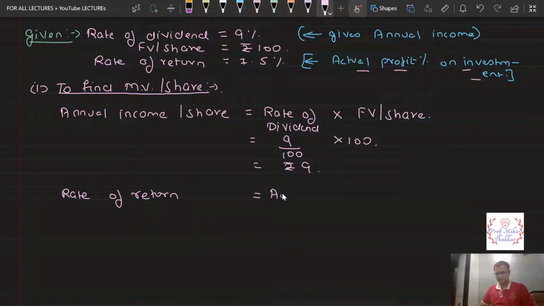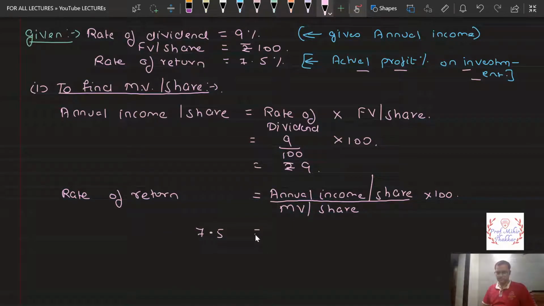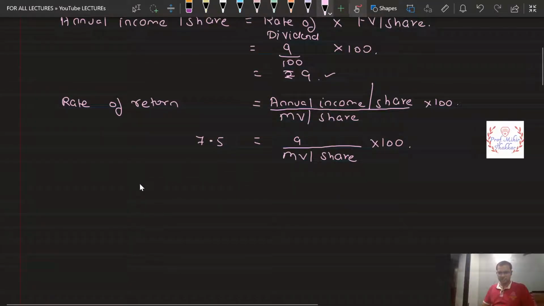is annual income per share divided by market value per share into 100. What is the rate of return? 7.5. What is the annual income? 9. We don't know the market value because we want to calculate that, into 100. Just basic cross multiplication, students, and you will be ready with your answer in no time.